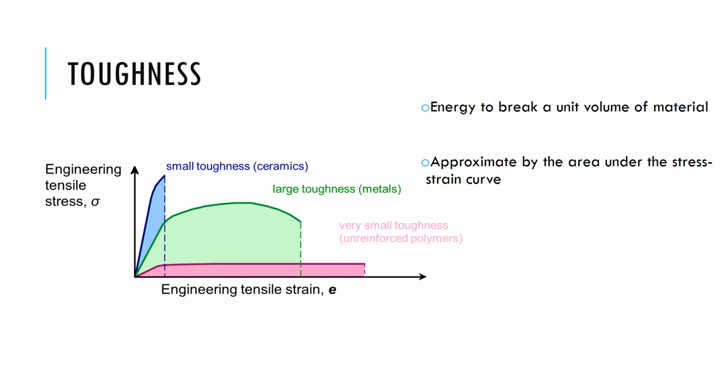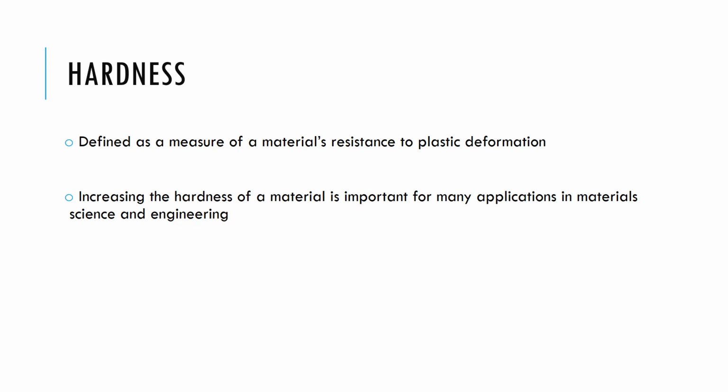The toughness of a material is essentially the energy that's required to break a unit volume of a material. And we can approximate that by the area under the stress strain curve. The hardness of a material is defined as a measure of a material's resistance to plastic deformation.